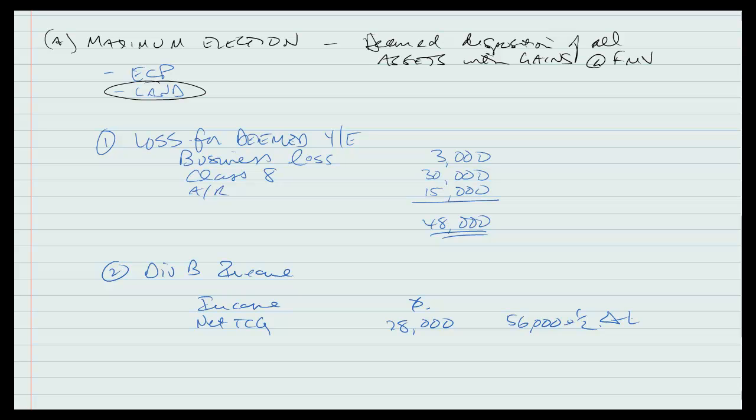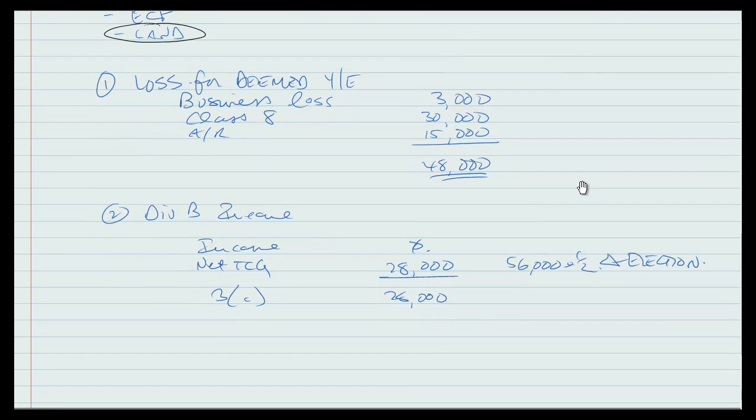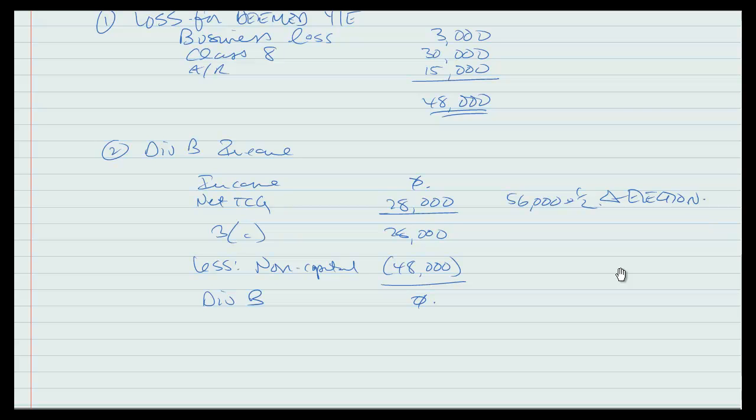This is the election, right? So we chose this. We said we're going to elect at the maximum amount, fair market value, and that gives rise to that gain. So our 3C income is $28,000. But then we take off these non-capital losses that we have, which we just calculated, $48,000. So our Division B income is 0. Okay, so it's negative, but Division B income is capped at 0, so it's 0. So then we say to ourselves, okay, what is our taxable income? Well, taxable income is 0 as well.